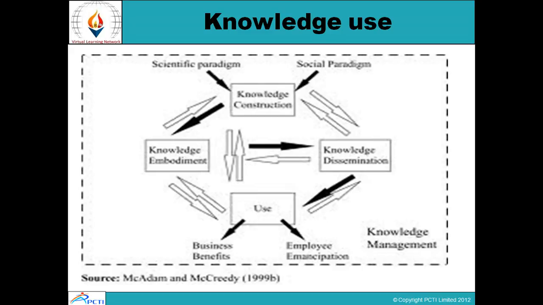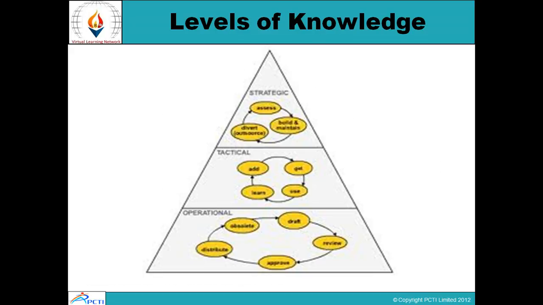So these scientific and social paradigms are basically responsible for the transmission of one sort of knowledge into another sort of knowledge, sometimes in the form of construction, sometimes in the form of dissemination, sometimes in the form of usage, and sometimes even in the form of embodiments. Right? Let us talk about the levels of knowledge.